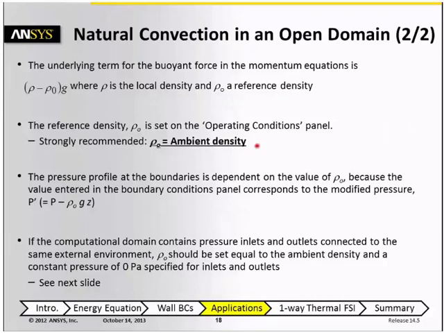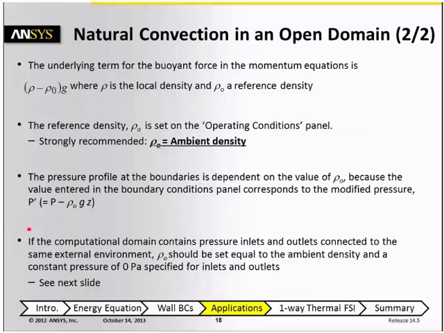It's strongly recommended that you set the operating density equal to the ambient density of the environment outside of the computational domain. The reason for this is that the pressure profile at the boundaries is dependent on the value of rho naught, and that's because the value that you enter in the boundary conditions is the modified pressure, P prime, and rho naught is part of that definition.